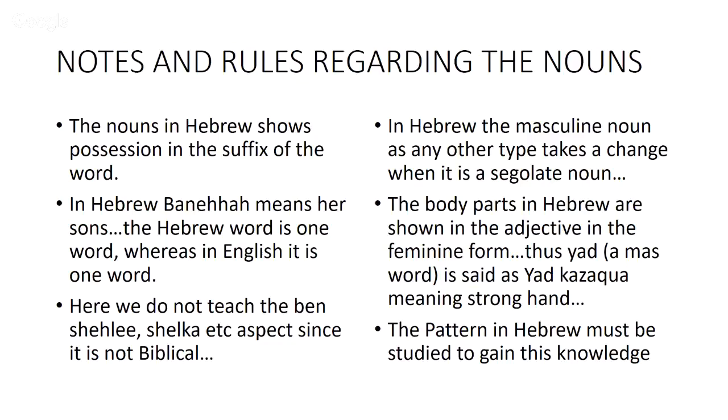The body parts in Hebrew are shown with the adjective in the feminine form. Thus, yad, which means hand, a masculine word, is said as yad chazaka, meaning strong hand. So in Hebrew, when you're dealing with body parts, when you describe it, it is noted in the feminine aspect. All right. So yad chazaka means strong hand. So when you read in Exodus, yad chazaka uvizroa netuya, saying a strong hand and an outstretched arm. All right. So these are just things to be pointed out for evidence purposes.